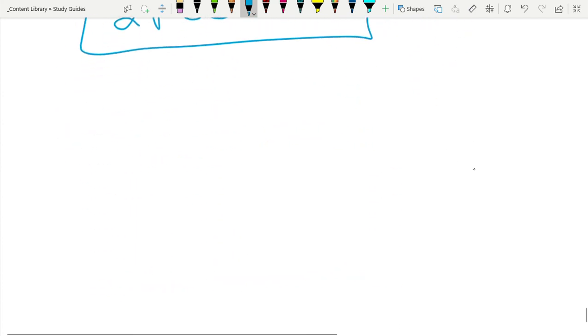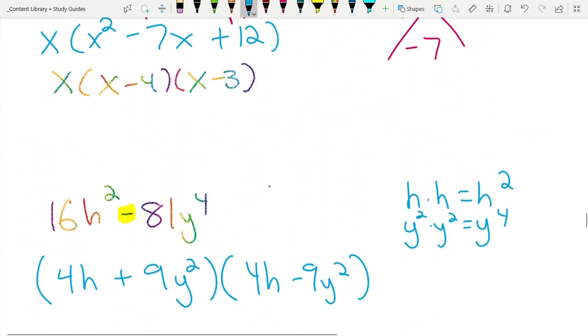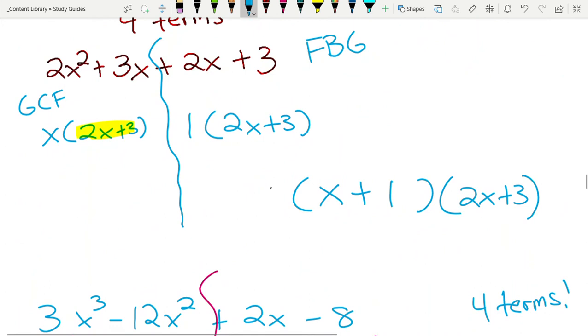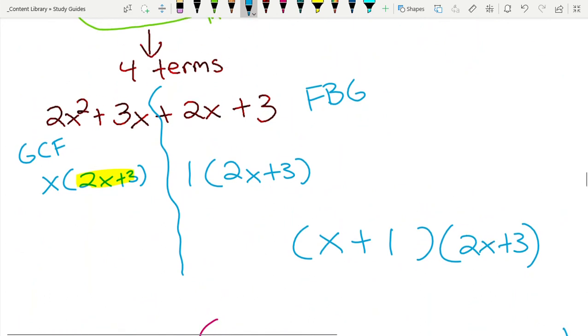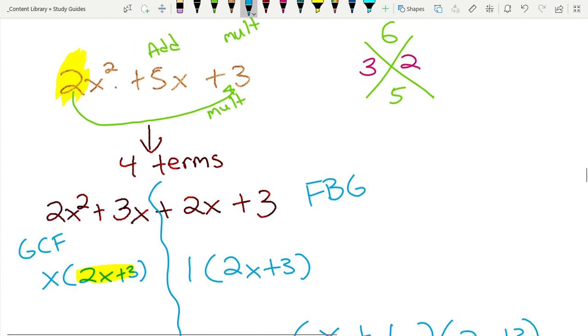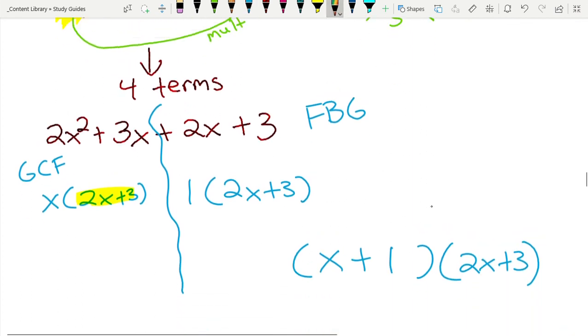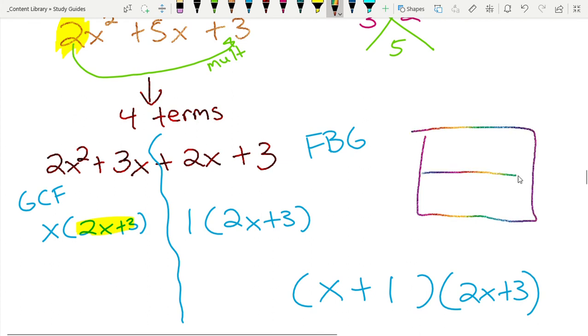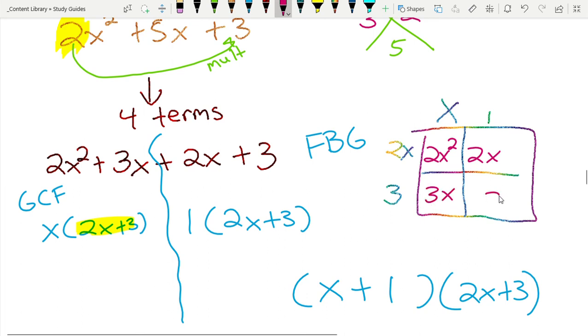Also, for the last thing, if you finish the test early on Tuesday and you've got extra time before you turn it in, please go back and check your work. For example, let's say you weren't sure if x plus 1 times 2x plus 3 was really the right answer to our 2x squared plus 5x plus 3. Well, it's really quick to check. Just set it up in a box and multiply x and 1 and 2x and 3. So x times 2x is 2x squared, 2x times 1 is 2x, 3 times x is 3x, 3 times 1 is 3. There's your 2x squared. Your 2x and 3x make the 5x, and there's your 3.